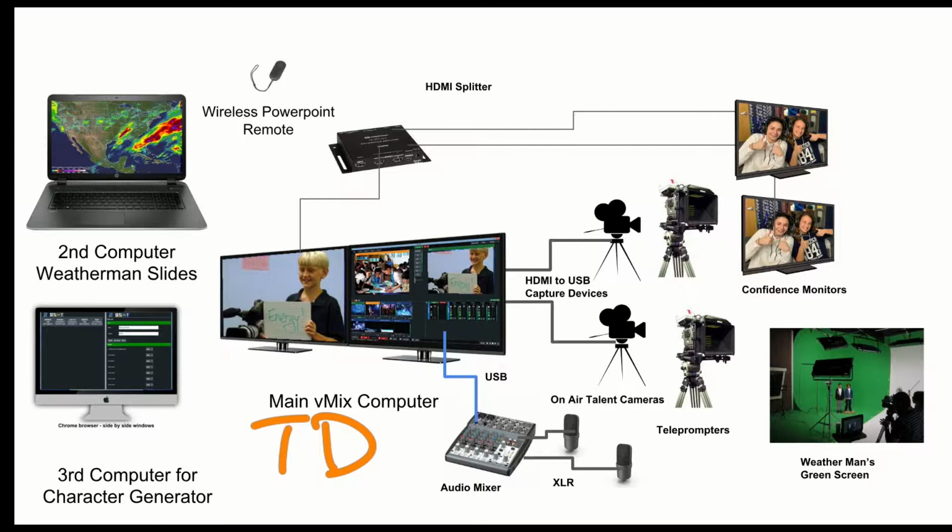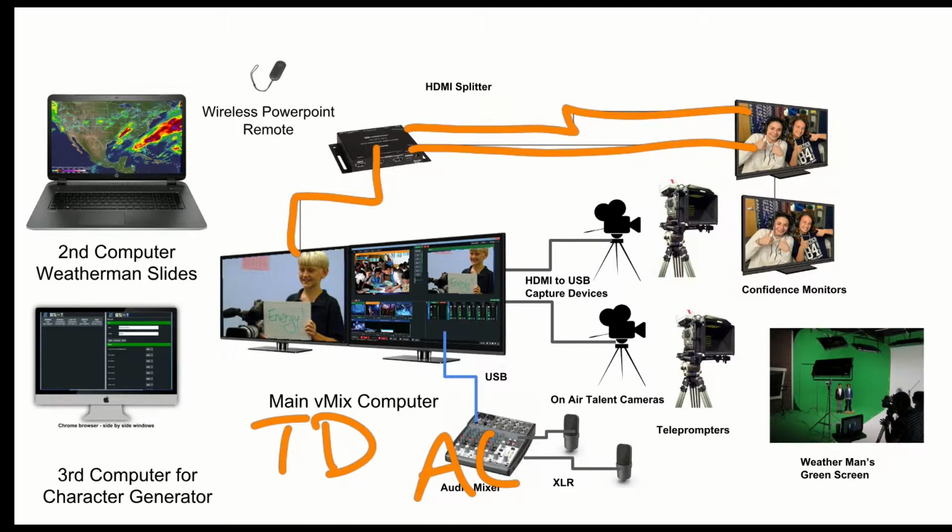Now the audio chief over here, I'll put AC, is obviously in charge of the audio, setting the trims and listening in and making sure everything sounds properly. It's incredibly important. Now the output of this main computer here is going into an HDMI splitter. So they take one HDMI output, split it into 2, and it provides confidence monitors.